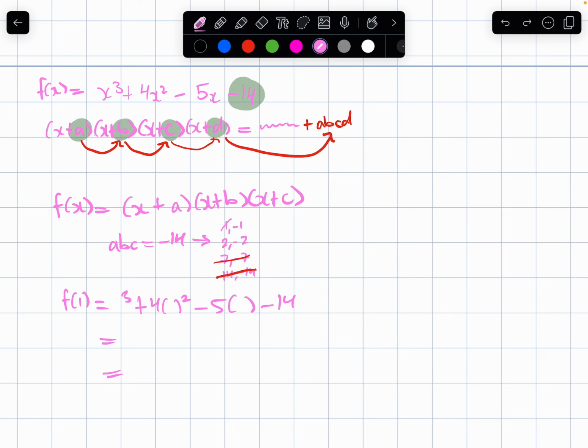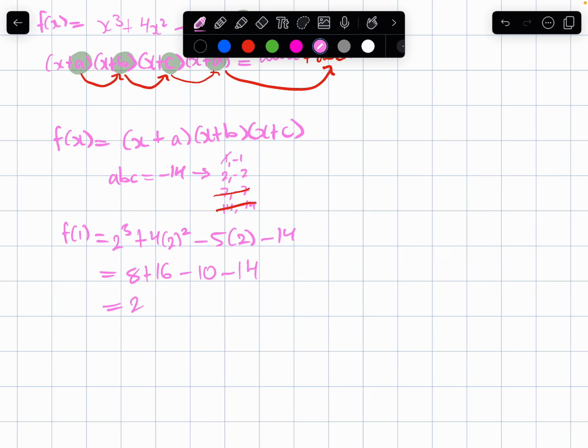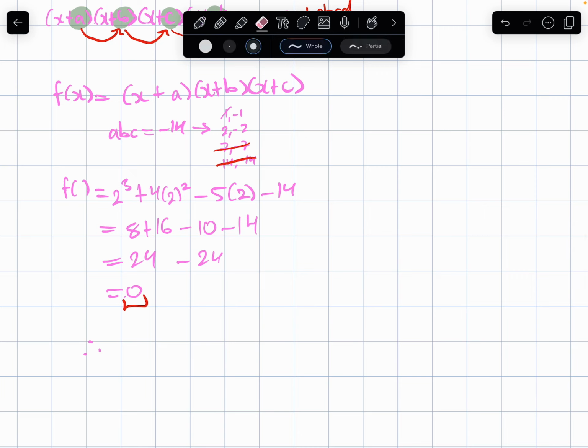Obviously we know 2 works, so I'll skip to that step. For 2, you get 8 plus 16 minus 10 minus 14. 24 minus 24 is 0, and because this is 0, it means x equals 2 is a root.